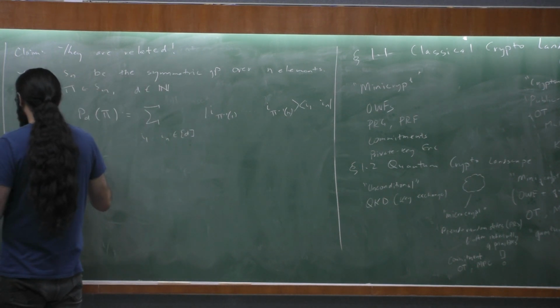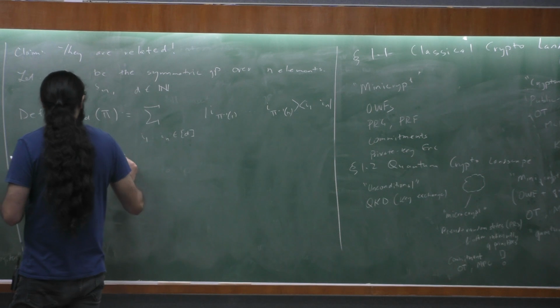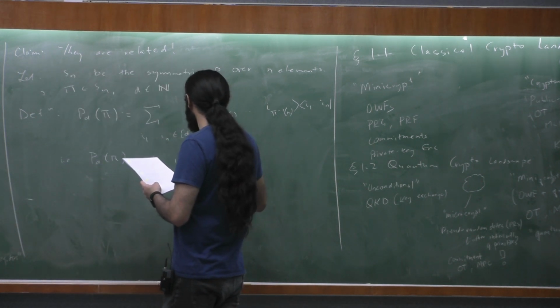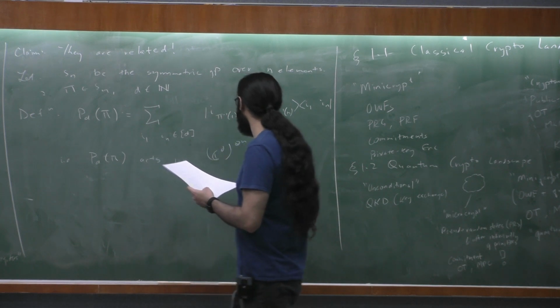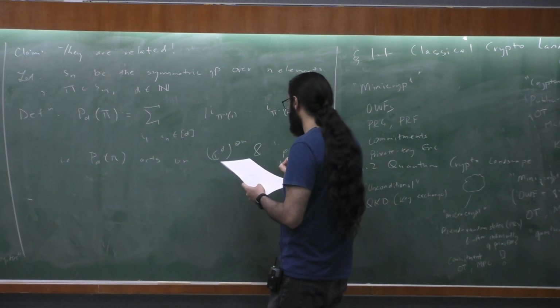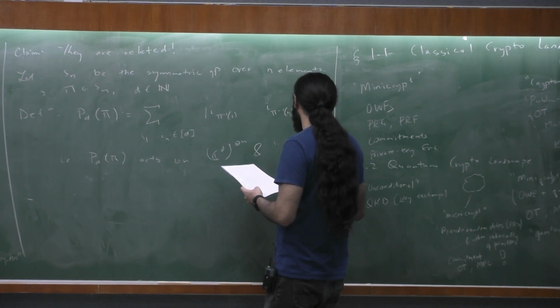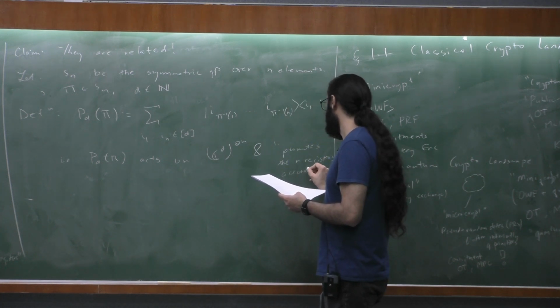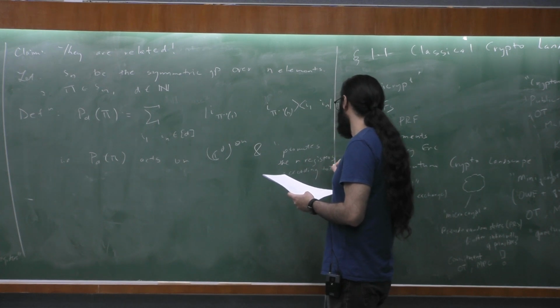Okay, so basically P sub d of pi acts on (C^d) tensor n and permutes the n registers according to pi. Right?